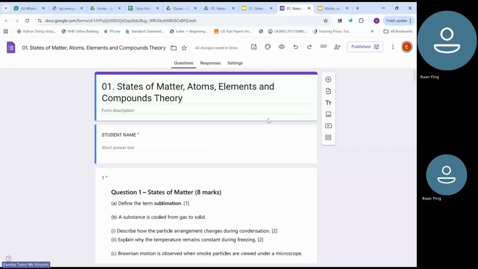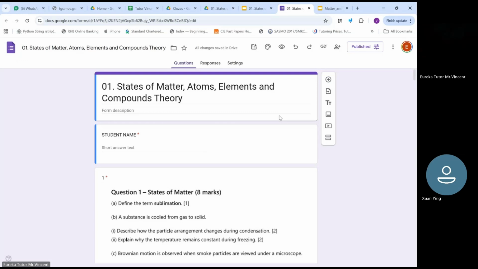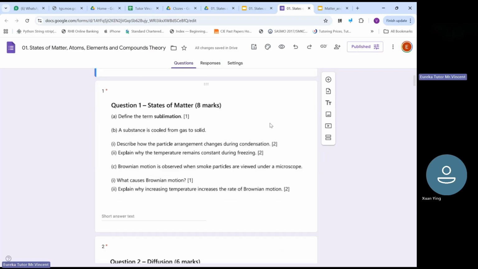All these questions are actually predictions for the coming IGCSE chemistry. This part is the theory part, for the states of matter, atoms, elements and compounds topic. Question 1, states of matter: define the term sublimation; a substance is cooled from gas to solid; describe how the particle arrangement changes during condensation and explain why the temperature remains constant during freezing.